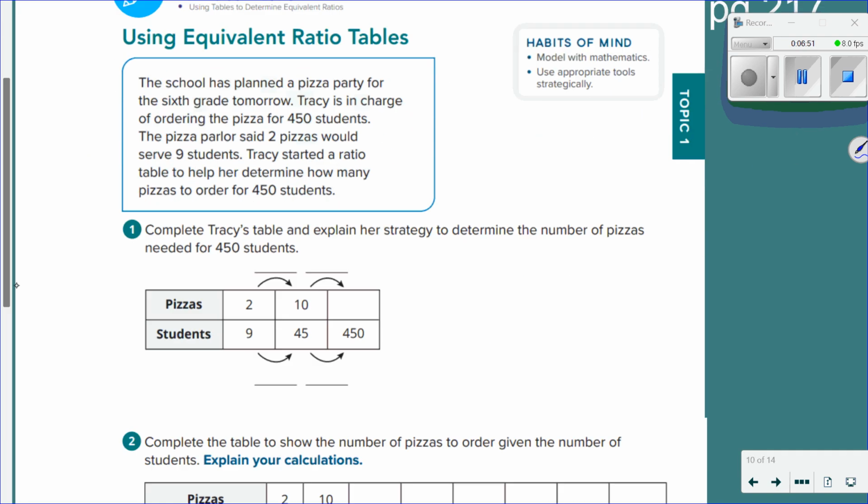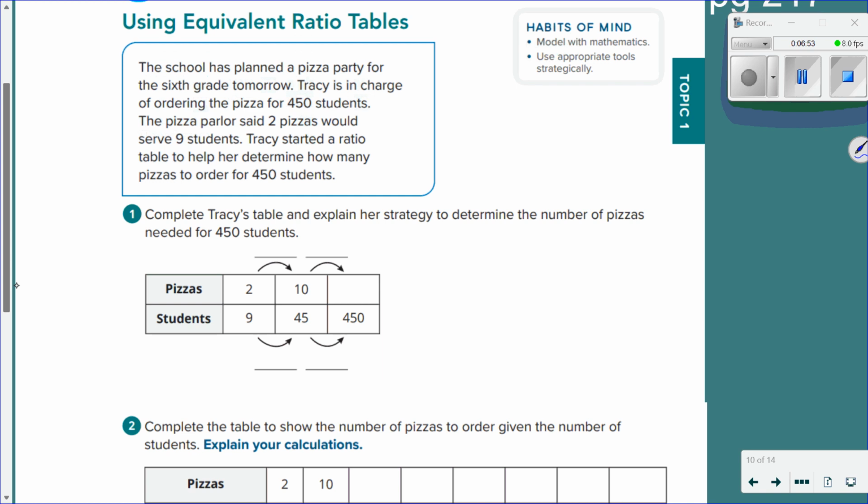Okay, the school has planned a pizza party. They're in charge of ordering for 450 students. The pizza parlor said 2 pizzas would serve 9 students. Tracy started a ratio table to help her determine how many pizzas to order for 450 students. Complete Tracy's table and explain her strategy to determine the number of pizzas needed for 450. In other words, they're asking you to show her work.